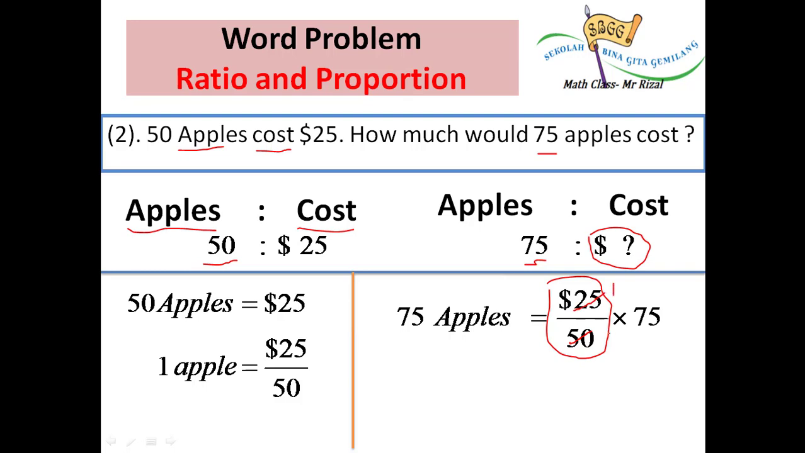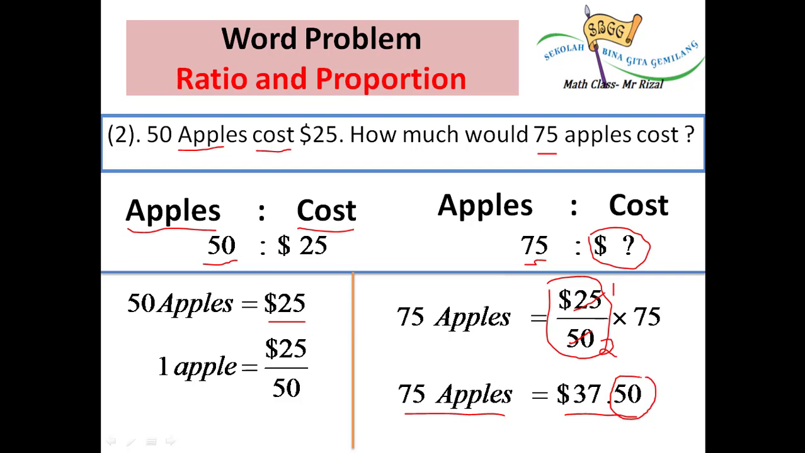So this is 1, this is 2. So we just get 75 times 1 is 75. 75 divided by 2 is 37.50. So if 50 apples cost $25, then 75 apples cost $37.50. Yeah, remember that one. Remember, for dollars, you must use two decimals.